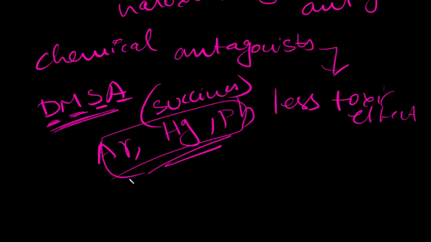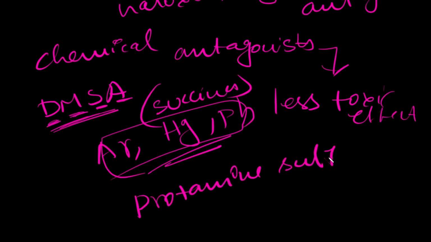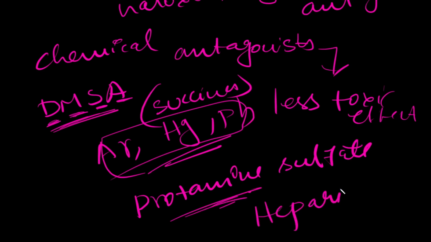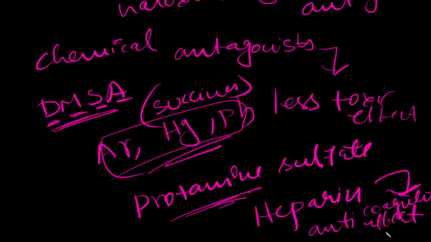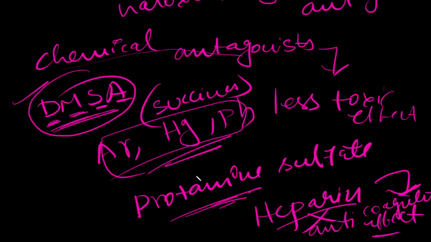And similarly, protamine sulfate, which is a strongly basic low molecular weight protein. This protamine sulfate forms a stable complex with heparin, thereby eliminating the anticoagulant effect of heparin. So these two are examples of chemical antagonism: dimercaptosuccinic acid or succimer, and protamine sulfate.